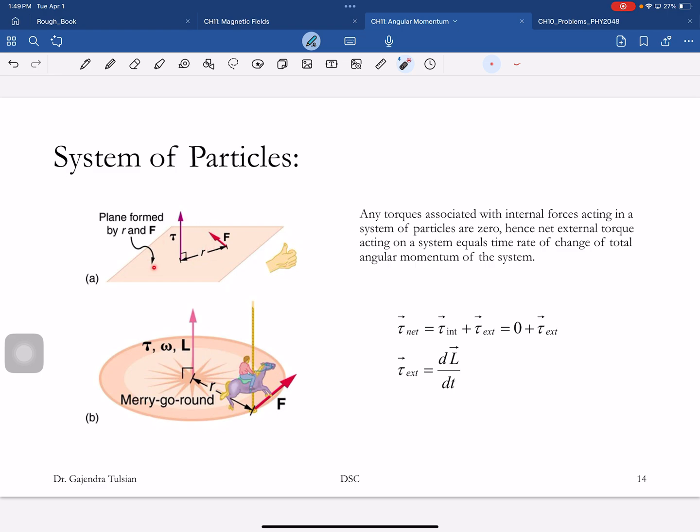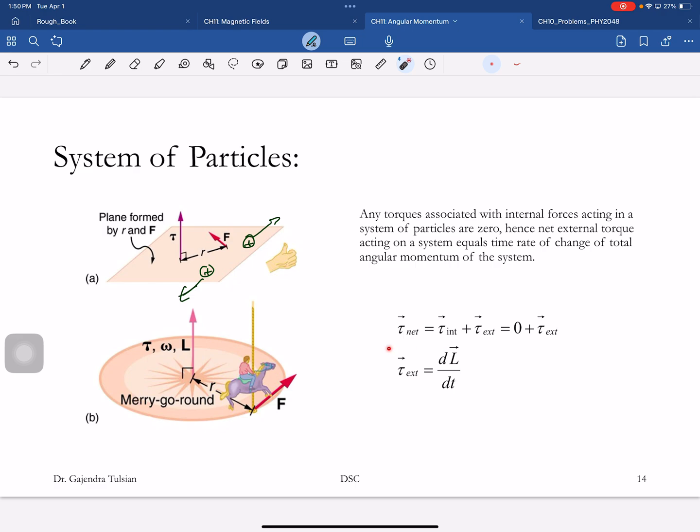So here's a system. They're showing you a force acting on the system. But let's say, I'm just making up this example, it had charged particles. These would exert internal forces on each other. But the torques due to these internal forces would add up to 0. So the net torque on the system is the torque due to internal forces plus the torque due to external forces. The torque due to internal forces always adds up to 0. So the net torque acting on a system is just the torque due to external forces.